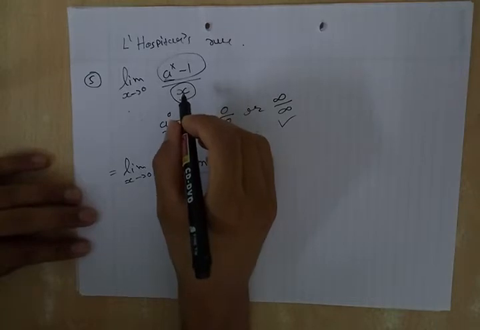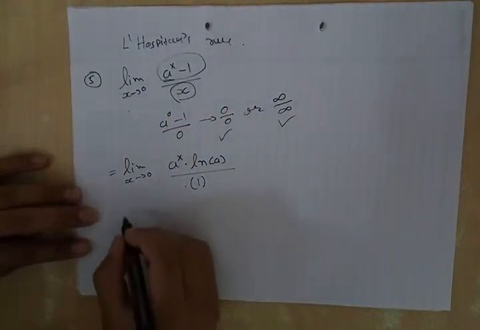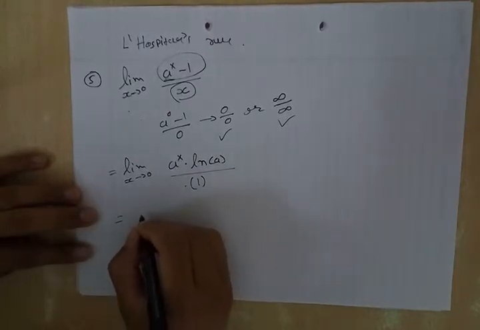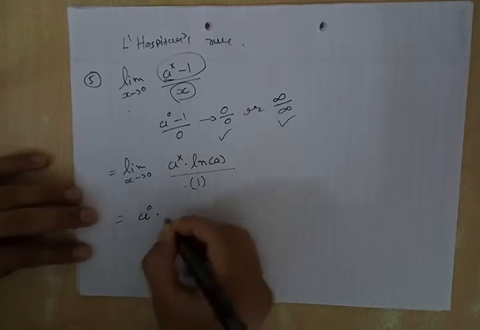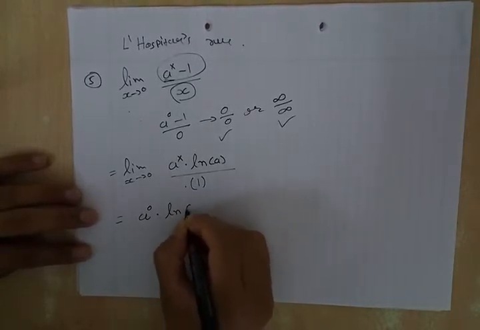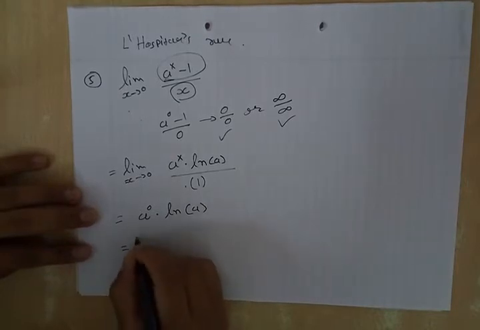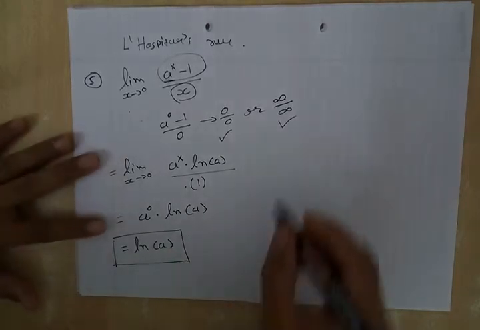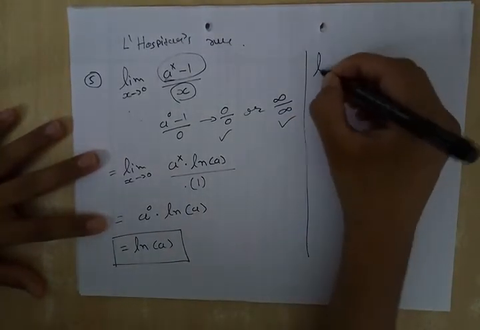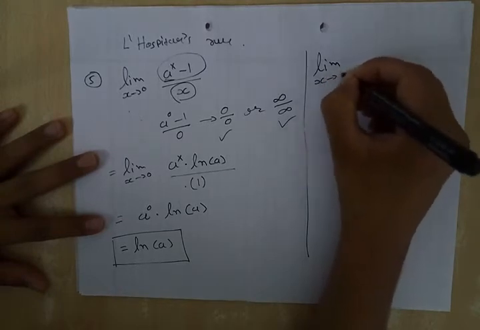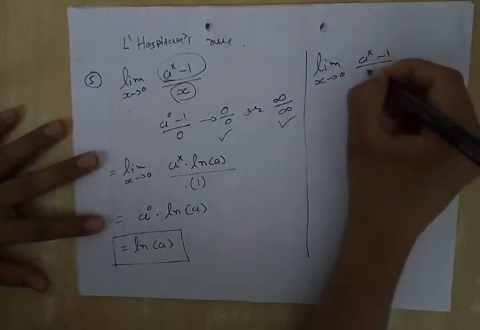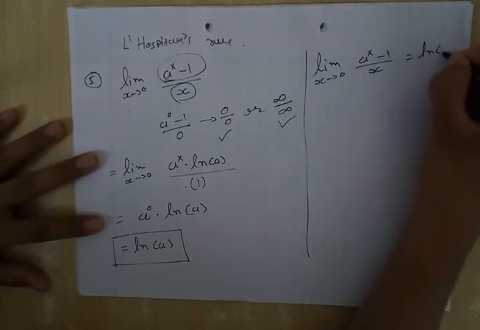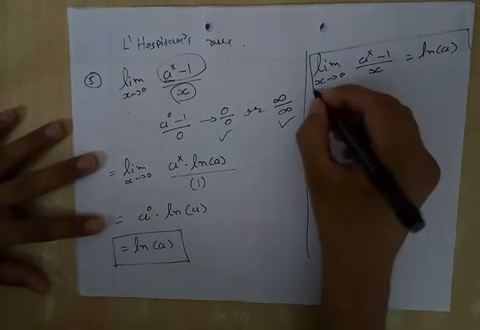Differentiation of x with respect to x is equal to 1. Now we will try to put x is equal to 0 in this equation to find the limit. So it will be a raised to 0 times natural log of a. So finally we will get the answer natural log of a. So our formula becomes limit x tends to 0, a raised to x minus 1 divided by x is equal to natural log of a. This is a very important formula.